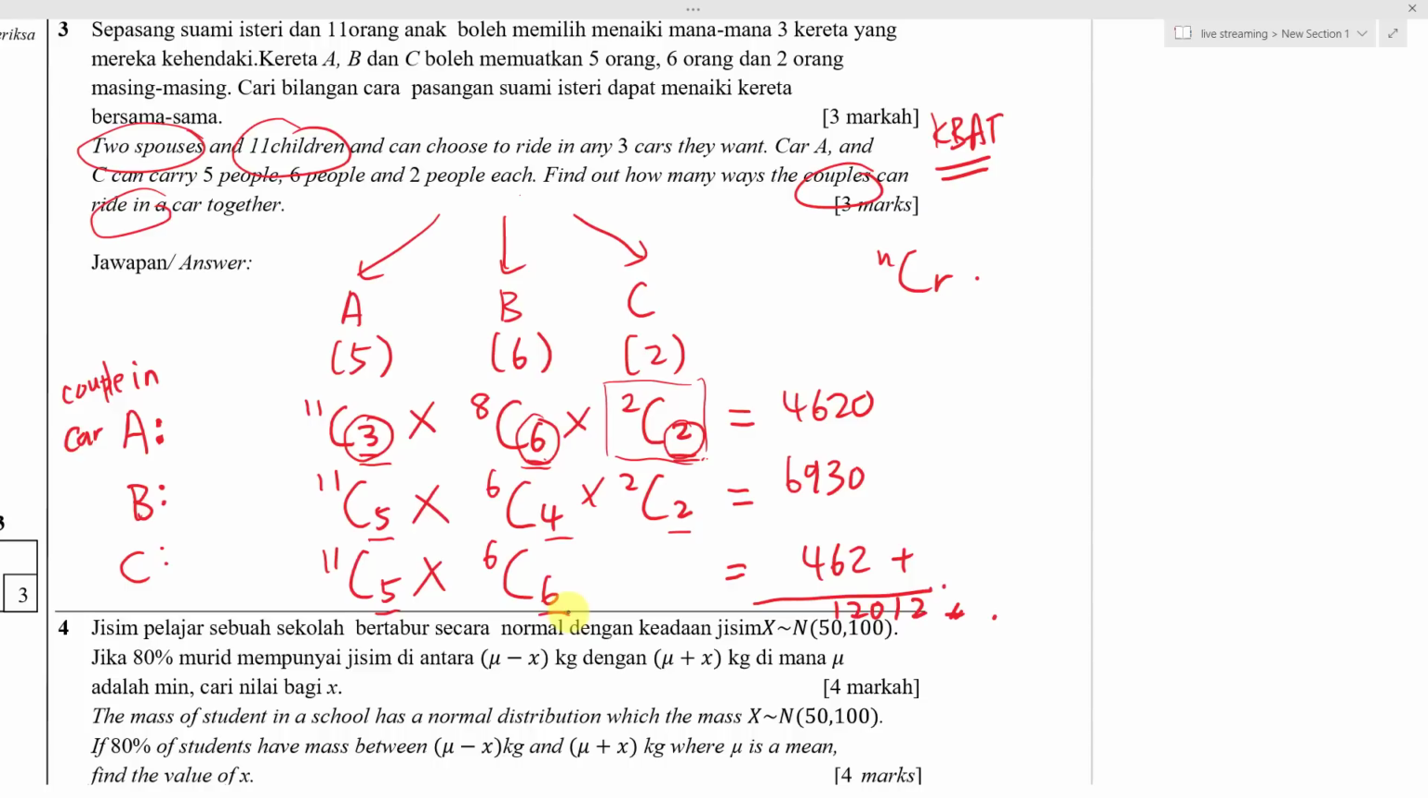Alright, let's move on to the next one. Okay, why multiply? Basically we are doing all multiplication, right?